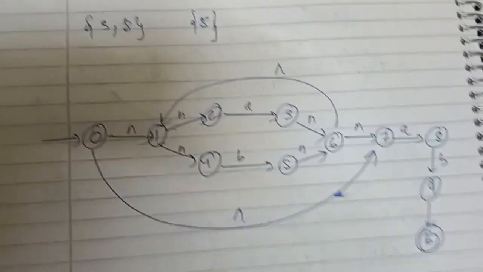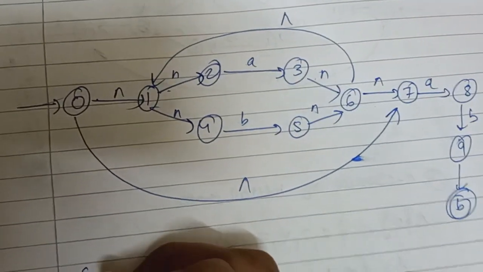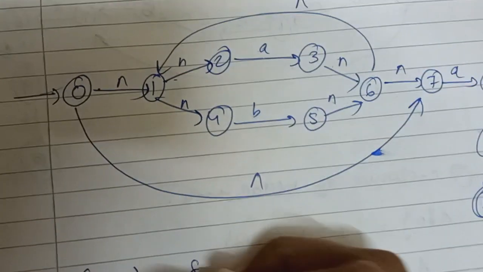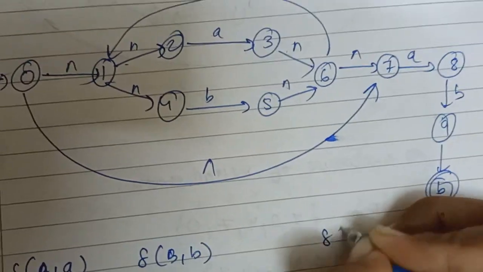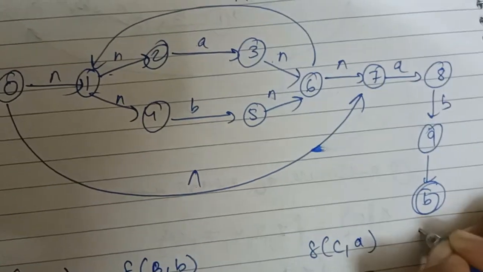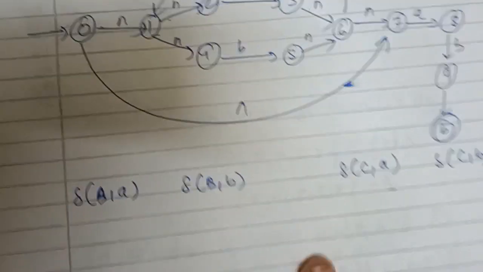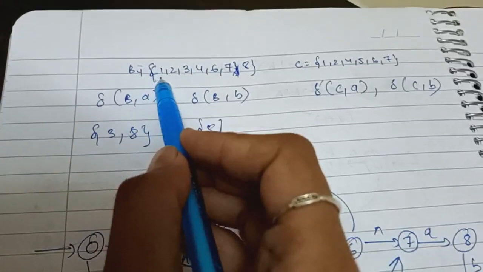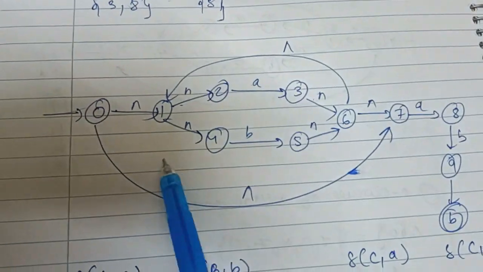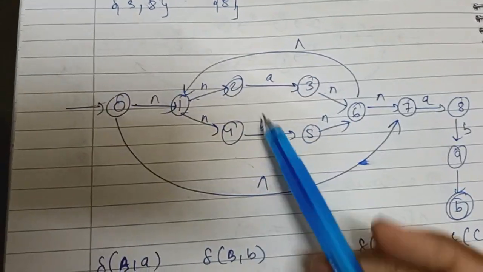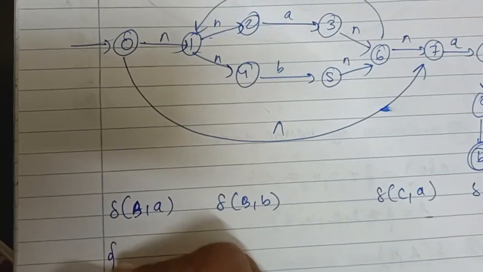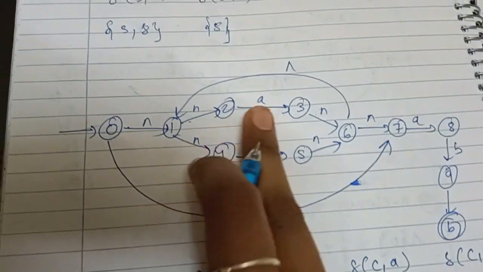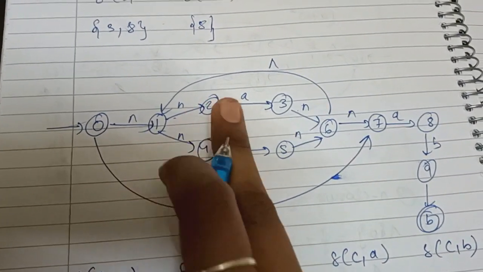So 1 comma, is there anything? First what we need to find out, that is delta B comma A and delta B comma B, delta C comma A and delta C comma B. This is important. First let's find out delta B comma A. In set B what we have is 1, 2, 3, 4, 6, 7, 8. So first of all 1, no, 2, yes, we get 3, 1, 2, 4, 1, 2, 3, 4.